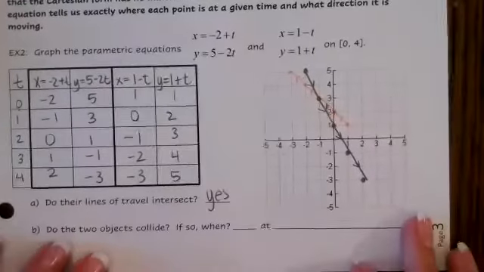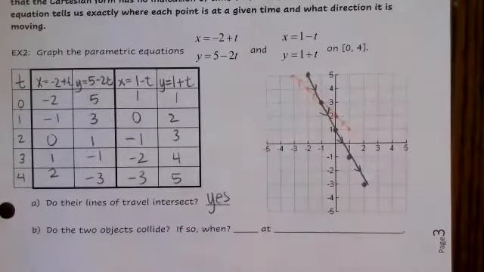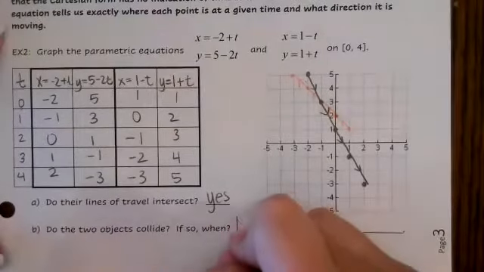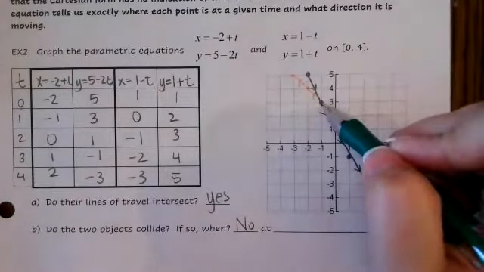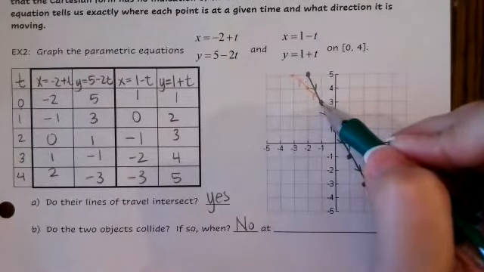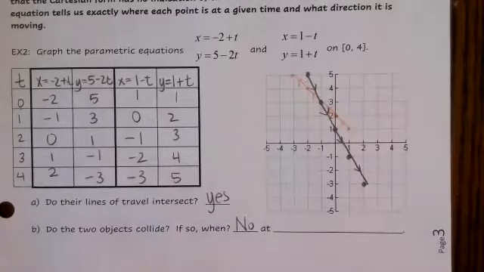Now, the second question says, do the two objects collide? In that case, there's more thought that needs to go into it. It's not just that simple intersection, because the answer for this one is no, they do not collide. Yes, they intersect right here. So they were at the same location at some point, but they weren't at the same location at the same time. If you think about all the airplanes at the airport, they're all at the same location, but they didn't crash because they weren't at the same location at the same time. So just because they went down the same runway doesn't mean that they collide.